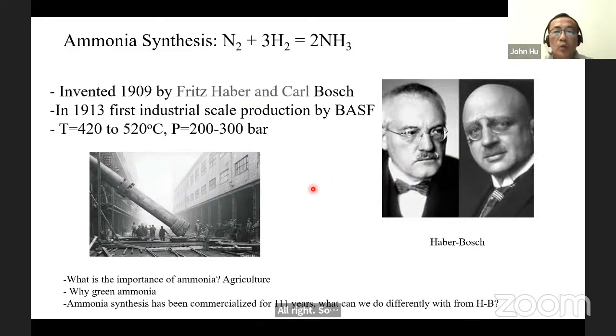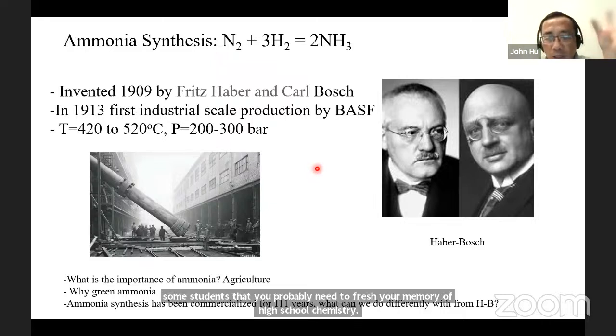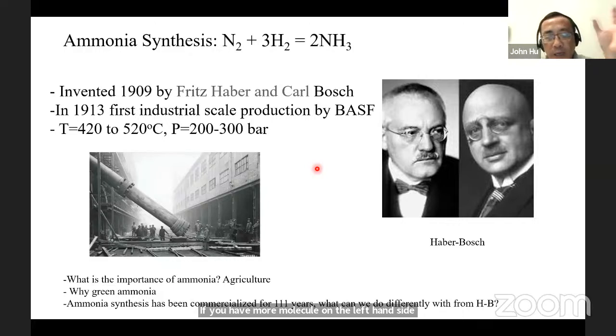Now come back to the point. It looks like some students probably need to refresh their memory of high school chemistry. In a gas phase reaction, if you have more molecules on the left hand side and fewer molecules on the right hand side, increased pressure will force the equilibrium to the right. For an exothermic reaction, increased temperature will force the reaction to the left. So they are against each other.